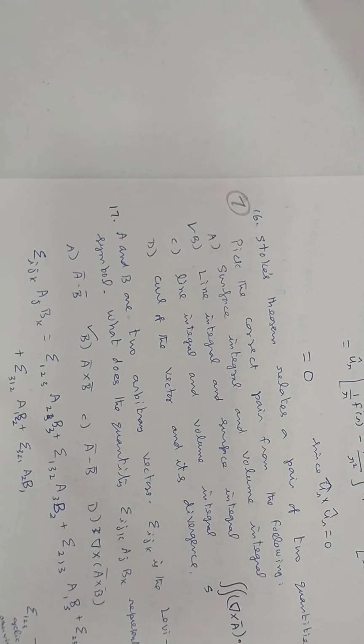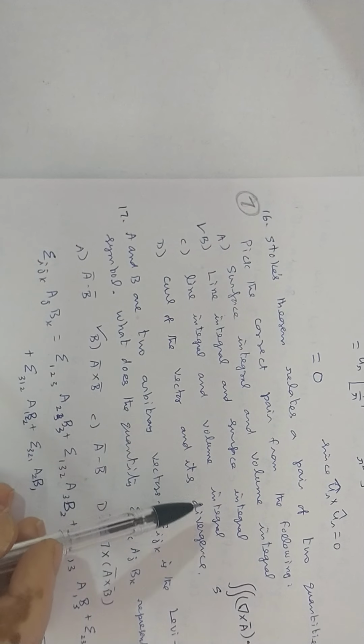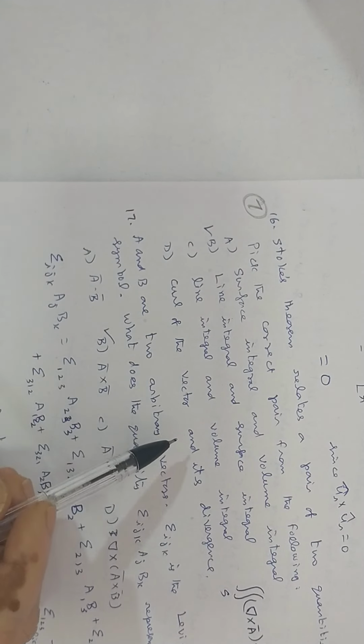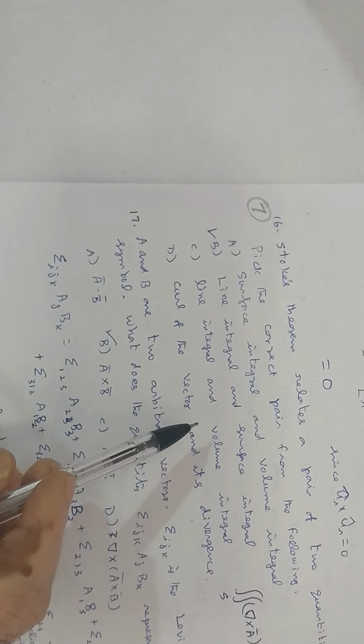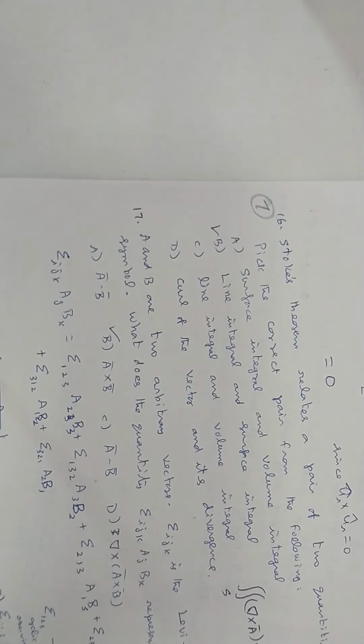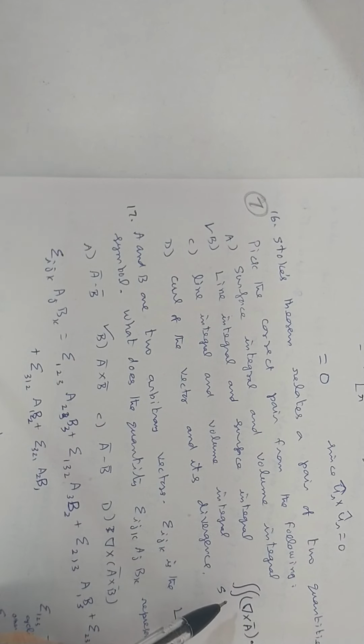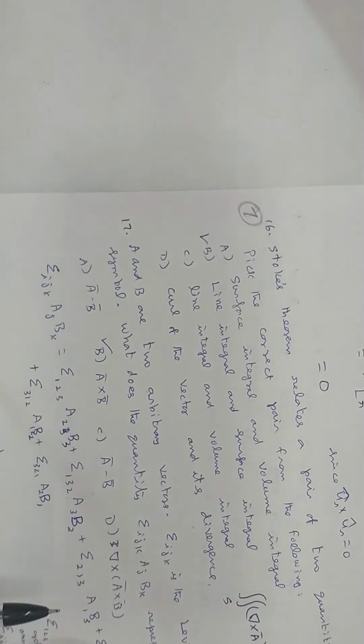Then we take the next question. Stokes theorem relates a pair of two quantities. Pick the correct pair from the following: the surface integral and volume integral, line integral and surface integral, line integral and volume integral, curl of a vector and its divergence. Here, this is your Stokes theorem: the integral over the surface of curl A dot n dS is equal to the line integral over C of A dot dr. So line integral and surface integral are related in Stokes theorem. So option B is the correct one.